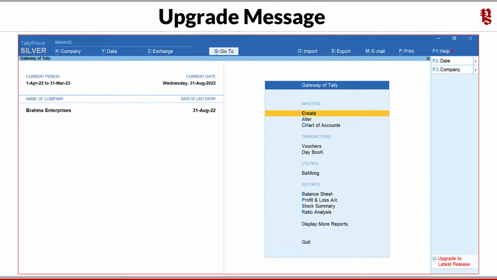How do we upgrade to the latest release? The simple way to upgrade is, once any new release is made available, you will get a message in the product to upgrade. From the Gateway of Tally, click on upgrade to the latest release here and select upgrade now. Within seconds, you will be upgraded to the latest release, which is release 4.1.